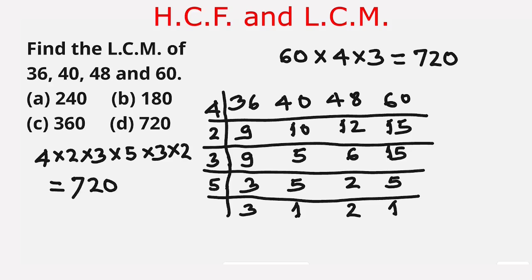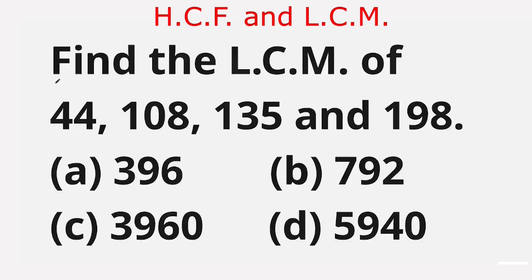So by the common division method, we have found the LCM which is the same, 720. And from the given options, our answer is option D, 720. I hope you have understood both the methods of solving this question. We go to the next question.